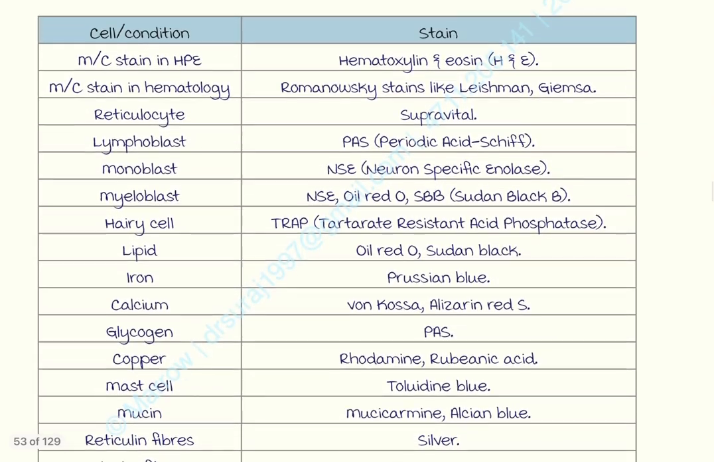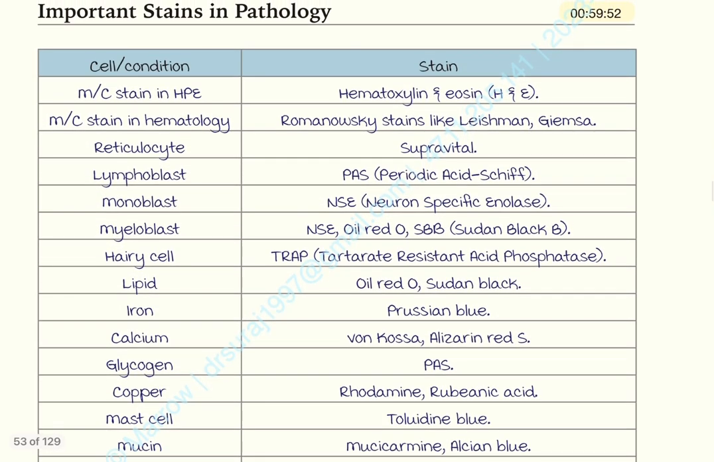We will be ending this session with various kinds of stains. The most common stain is hematoxylin and eosin, that is H and E staining. But what is the most common stain used in hematology? It is the Romanowsky stains like Leishman stain, Giemsa stain, etc. If they ask you what the reticulocyte stain is, very important, it is supravital stain.